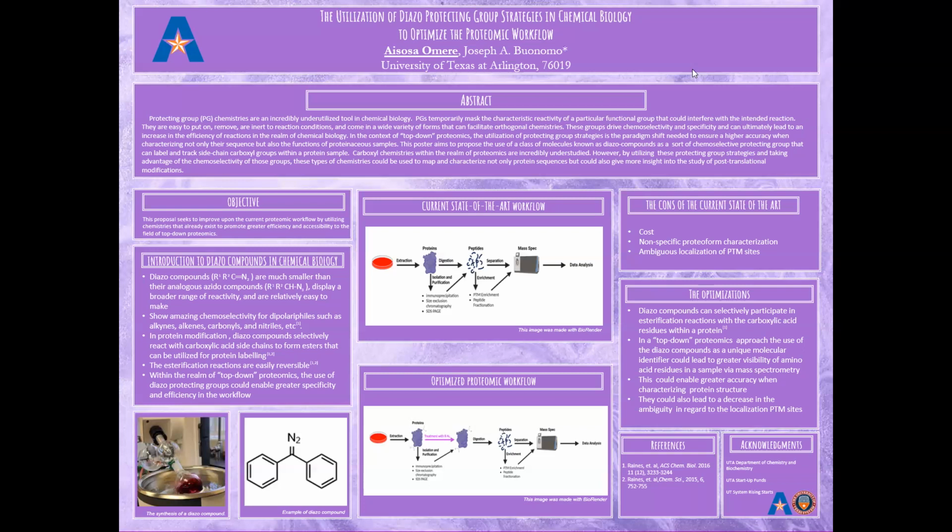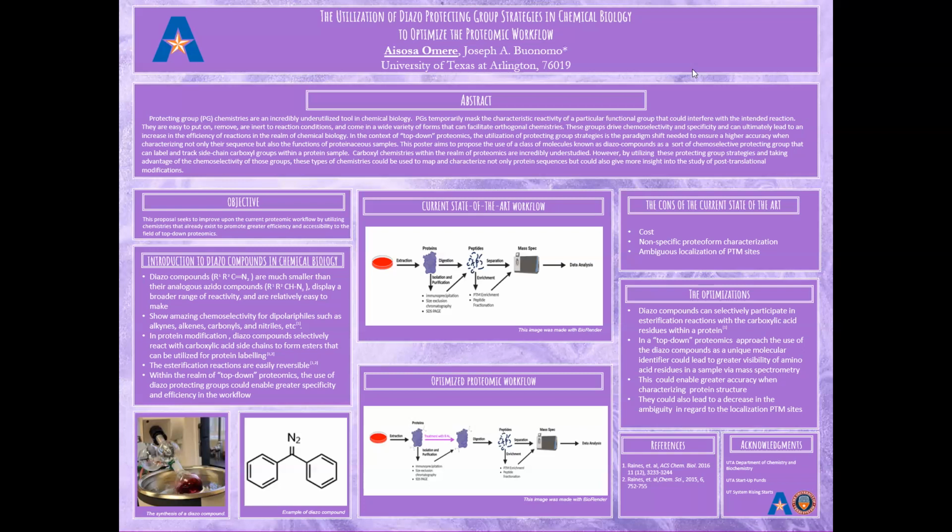The typical proteomic workflow looks like this. There's an extraction of proteins from a cell culture, and those proteins are then isolated and purified. From there, they undergo a digestion in which the proteins are broken down into smaller fragments known as peptides. From there, the peptides can then be enriched and then separated through mass spec, where the data can be analyzed.